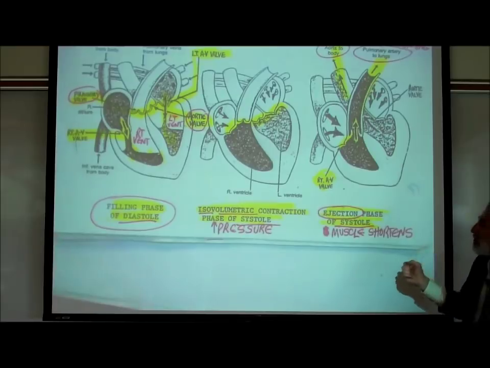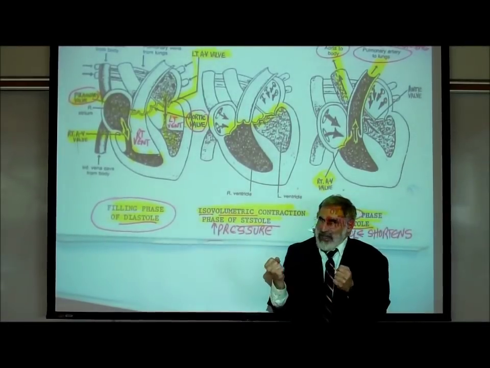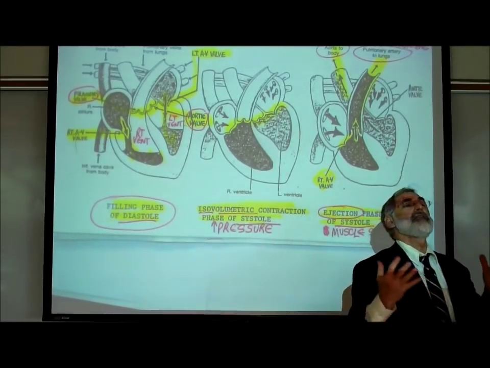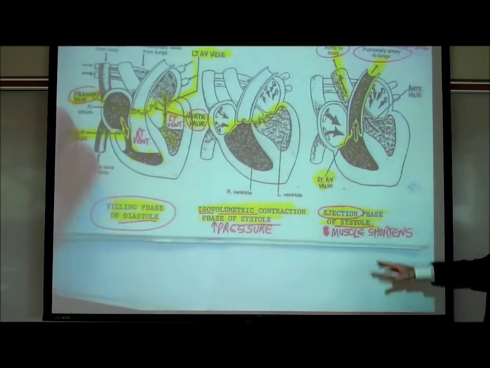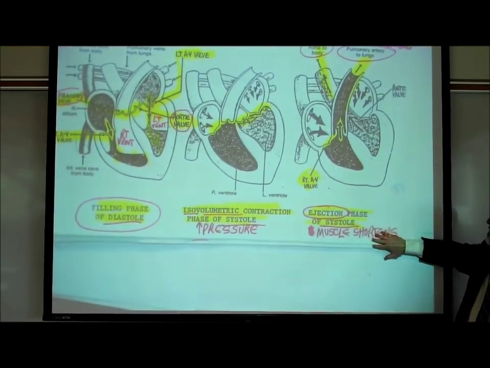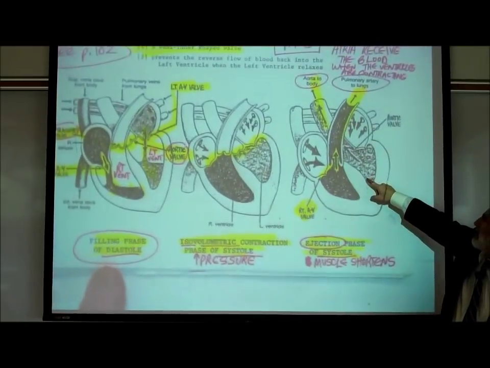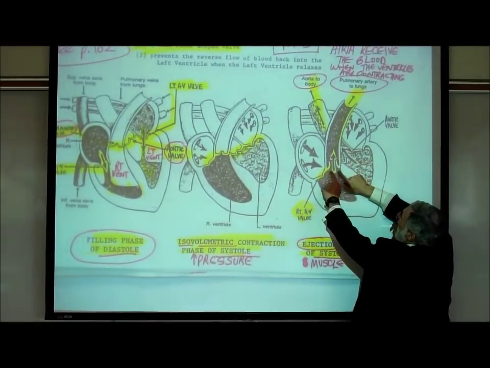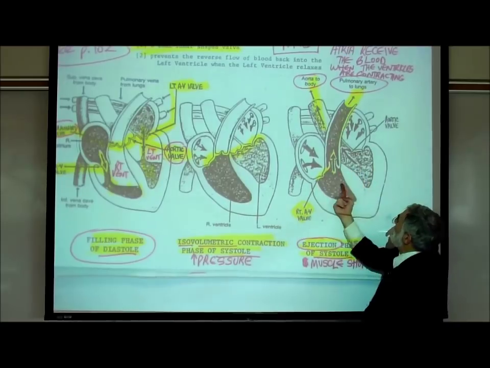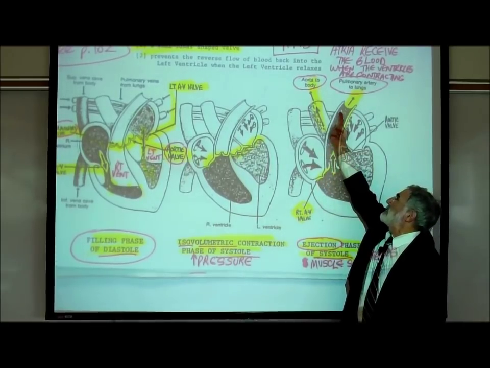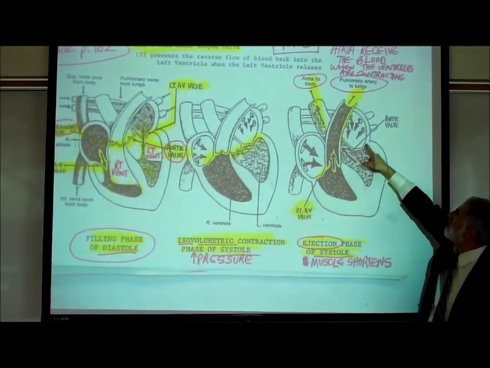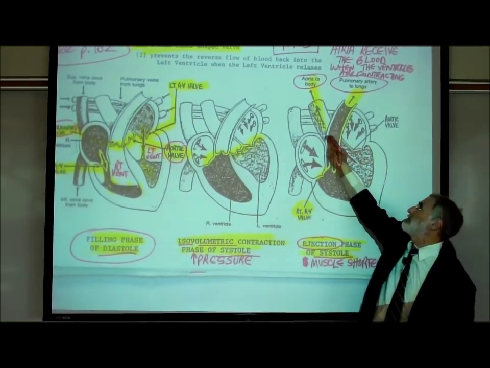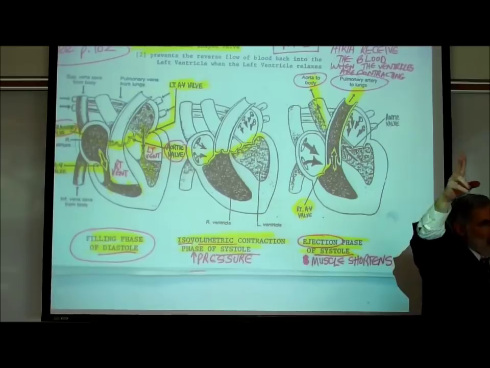Now, when sufficient pressure has been developed, then the ventricles can start to eject the blood. This is called the ejection phase of systole. And you'll notice in the picture, the pulmonary valve is open, and the arrow shows the right ventricle ejecting blood up into the pulmonary artery. Similarly, the aortic valve is open, and the left ventricle is ejecting blood up into the aorta.